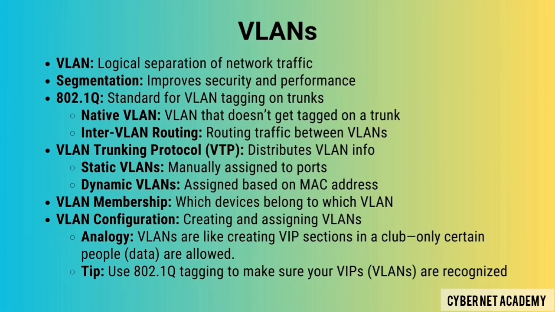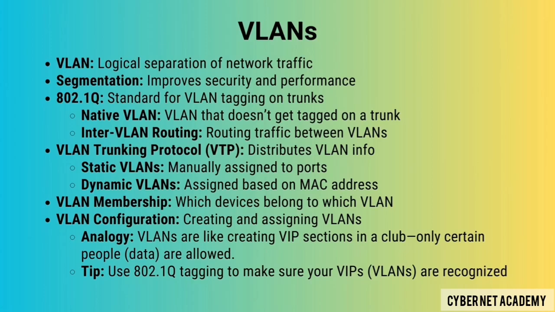The native VLAN is the one that doesn't get tagged on a trunk link, typically VLAN 1 by default, though it's recommended to change this for security reasons. Inter-VLAN routing is required for communication between different VLANs, typically done by a Layer 3 switch or router.